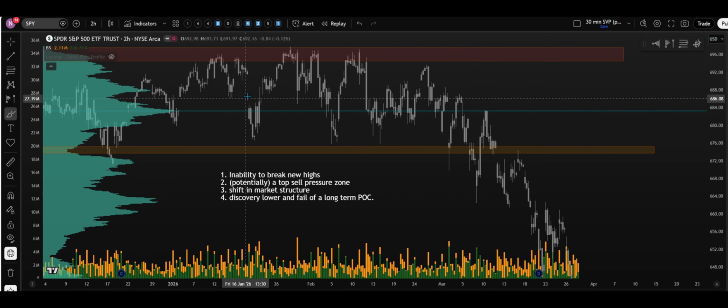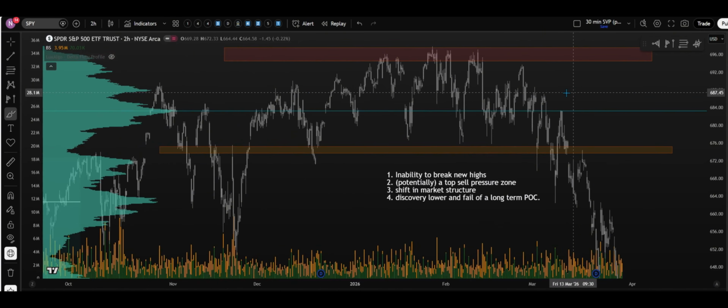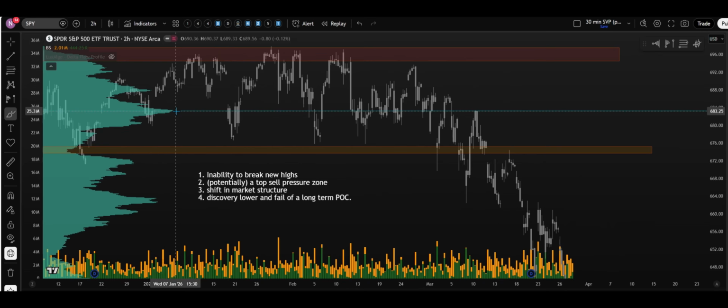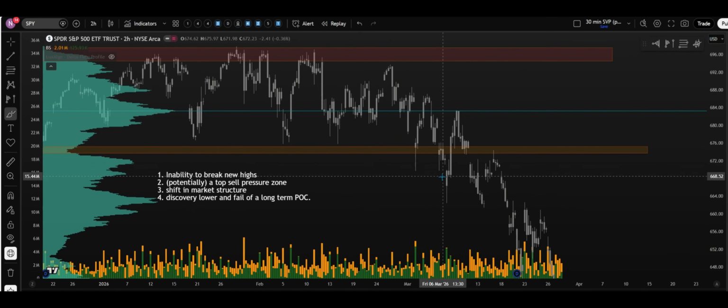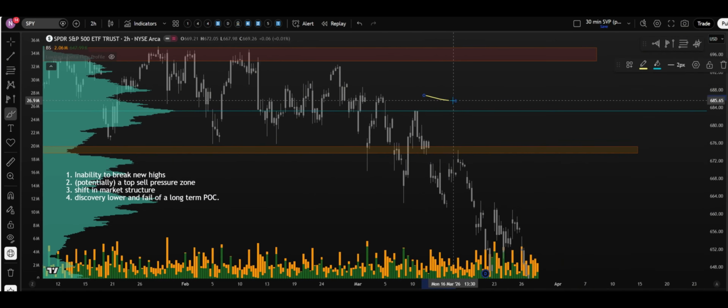So where is our point of control of this entire region up here, this whole volume area? It's this level right here, roughly 683.25. So we see that discovery lower, price is seeing if there's buyers down here, because there's not a lot of buyers left up here, right? Buyers do press back up. Where do they press to? Exactly that, exactly that long-term point of control right here.